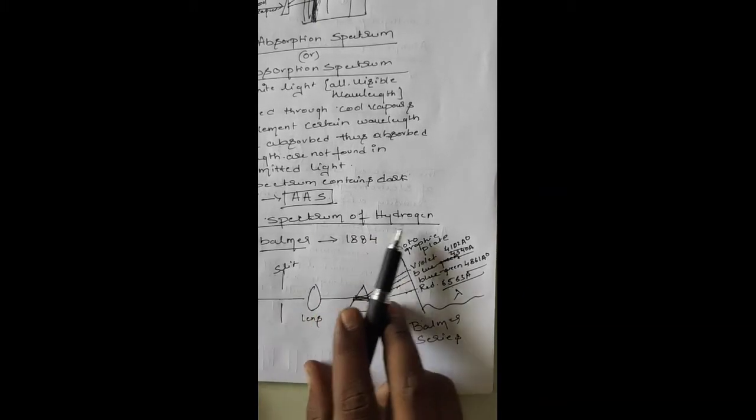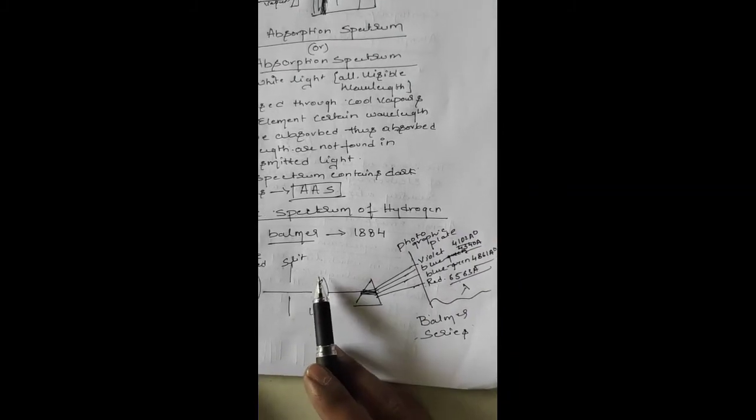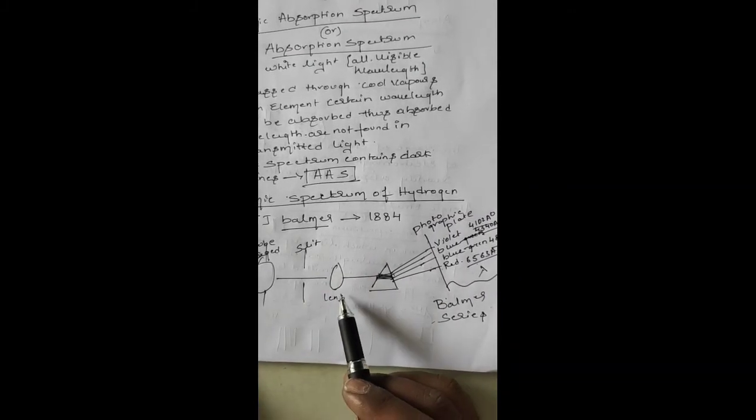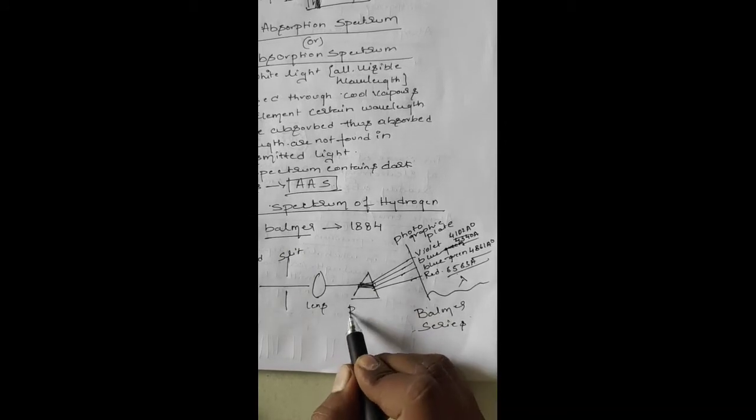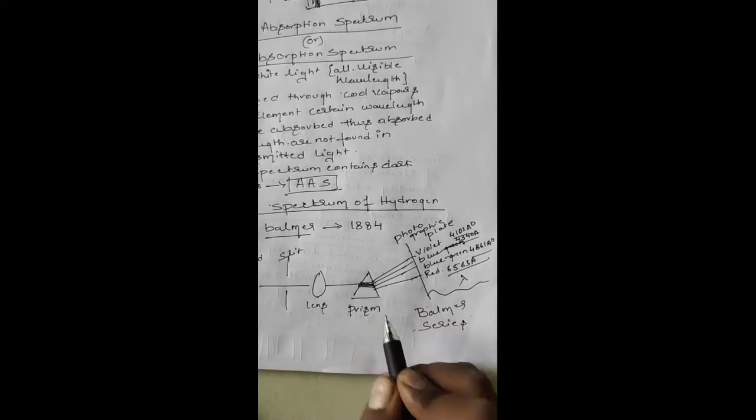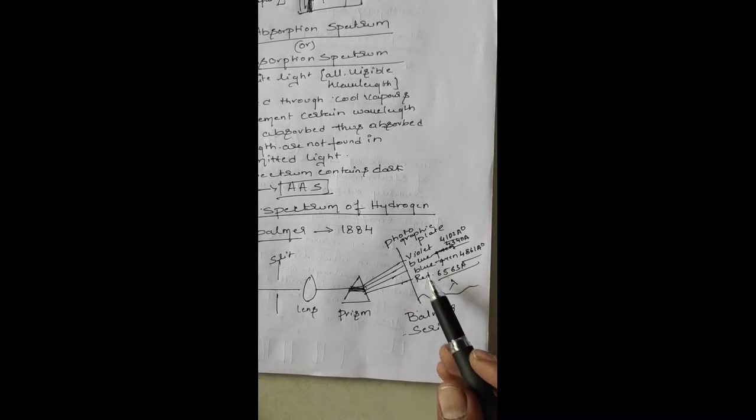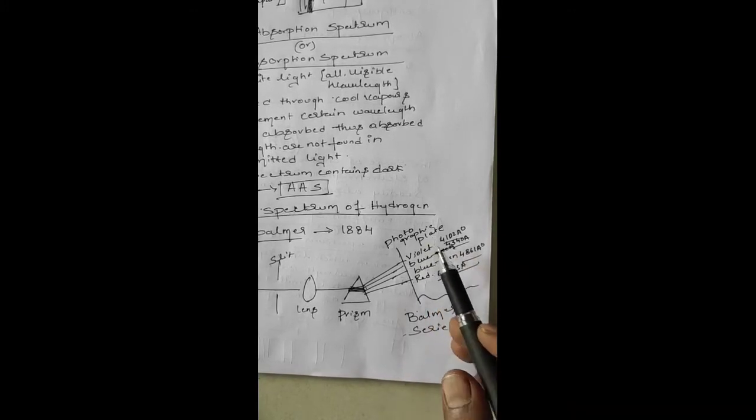For the atomic spectrum of hydrogen, take a discharge tube, with two slits and a lens. The light passes through a prism. The four prominent colors are observed on the photographic plate: violet, blue, bluish green, and red.